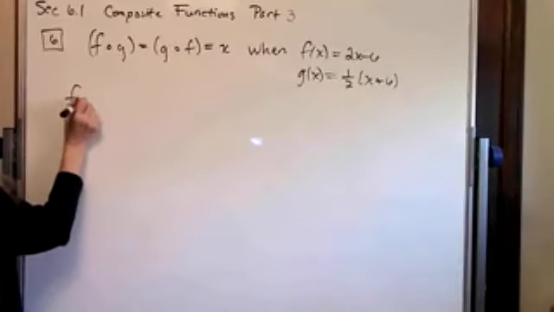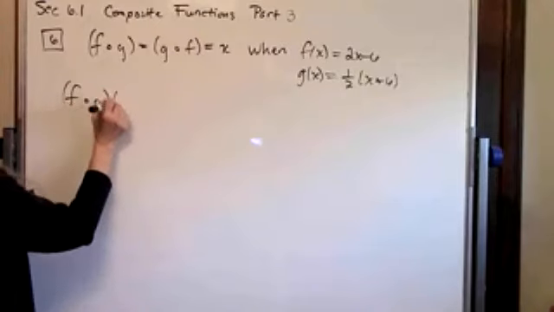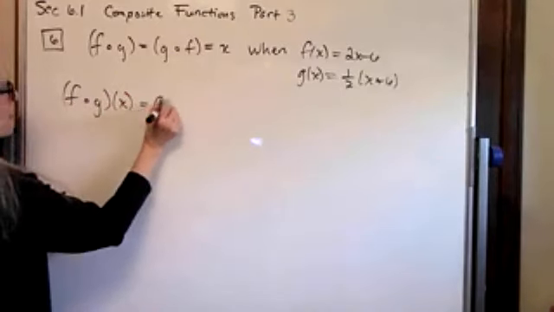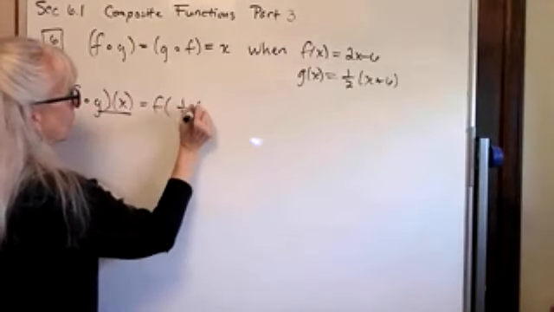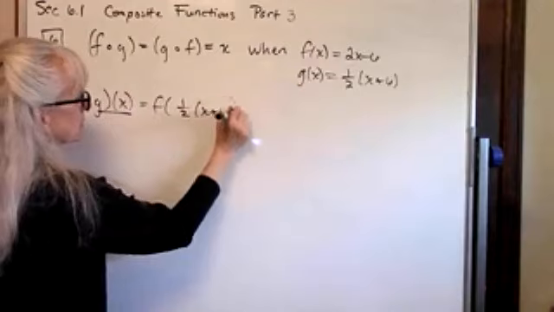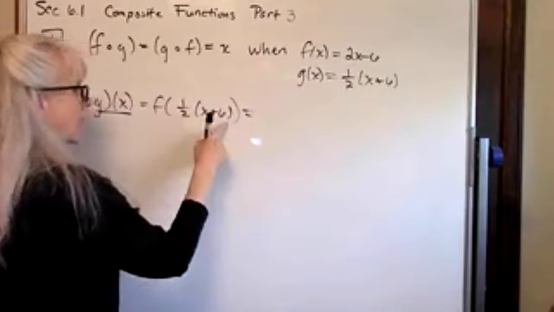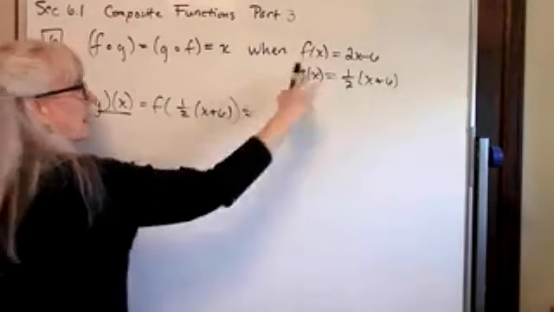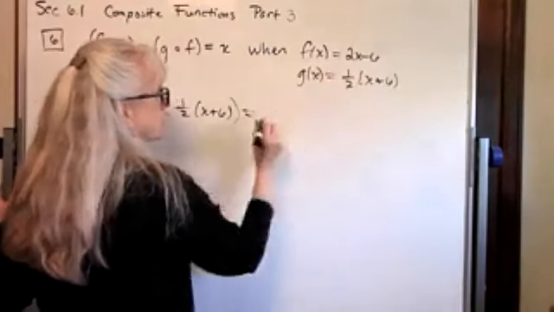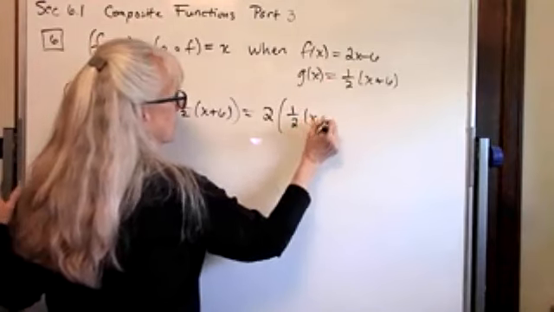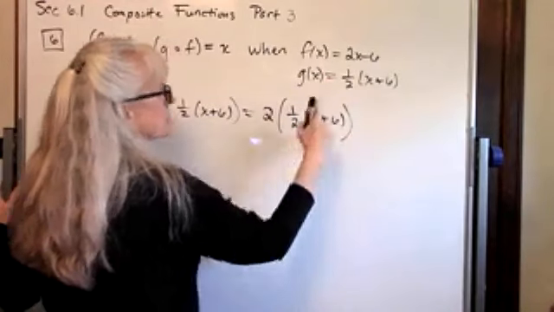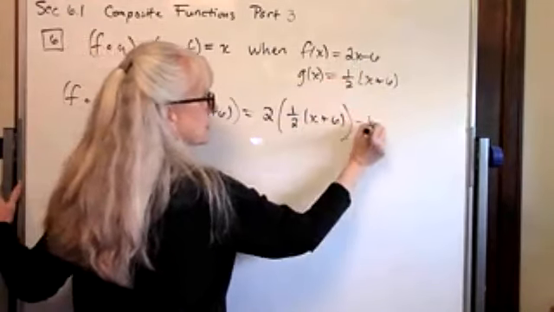We're going to go find F compose G of X. So that would be F of, and now I'm going to pick up G of X and put that right there, 1/2 of X plus 6. Okay, so we're going to take that guy and replace our X with it. So the F function, we're replacing that X. So I would have 2 times 1/2 times X plus 6. Okay, now all I did is replace that X. I still have that minus 6.